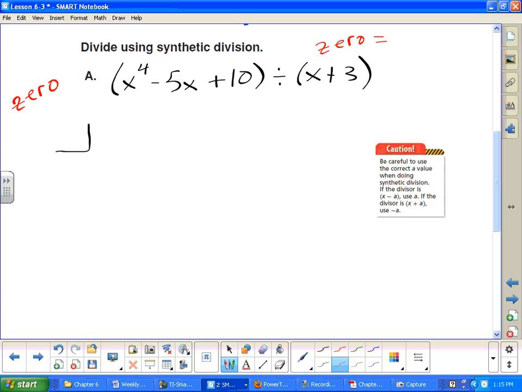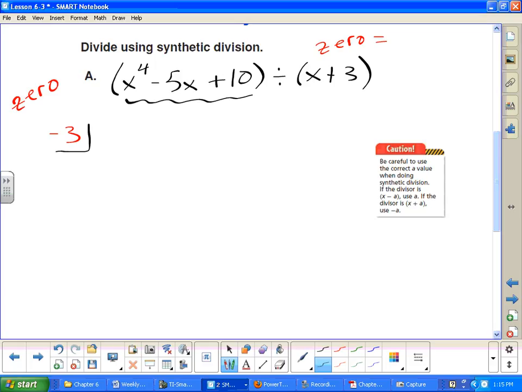What makes x plus 3 equal to 0? Negative 3. Negative 3, okay? So we're going to put negative 3 in that box there, that little half a box. Now, all you're going to write next to it is the coefficients of this.